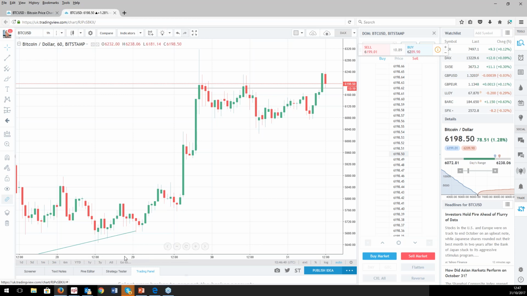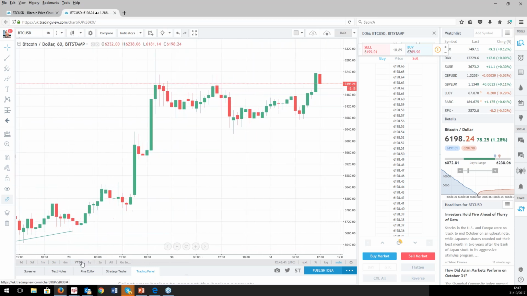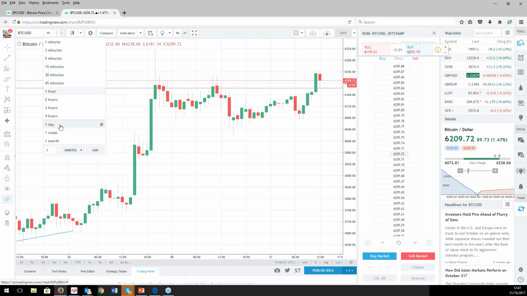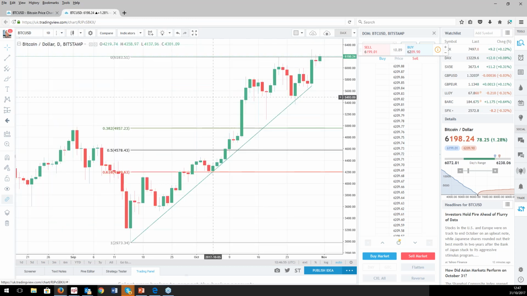Okay, this is a daily chart, and we saw a spike there. Is it a daily chart? No, it's an hourly chart. Let's go to the daily first of all. Okay. Spiked up to 62 something on Monday. There's an uptrend line there. Okay, that's the main thing.